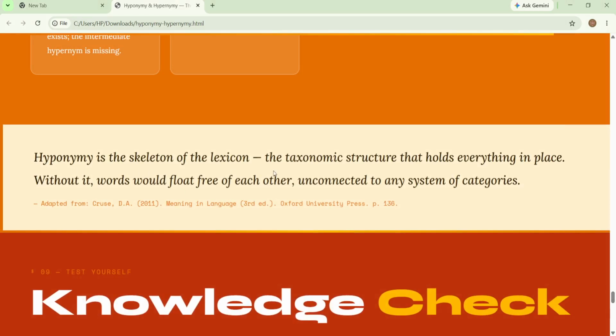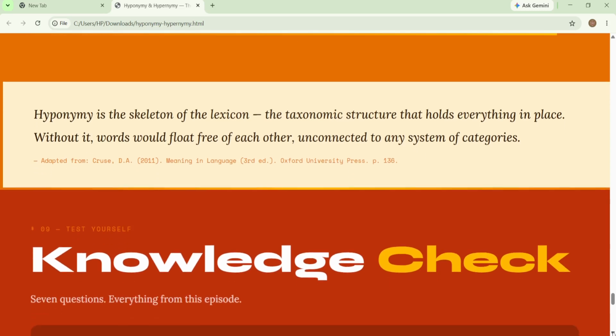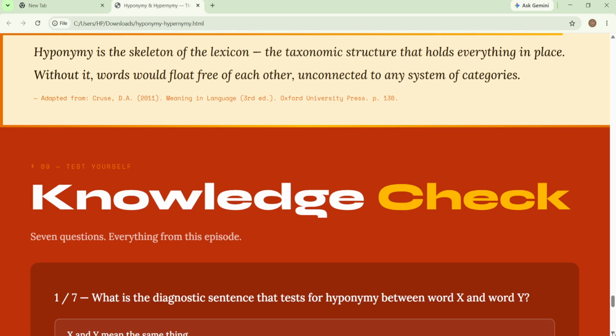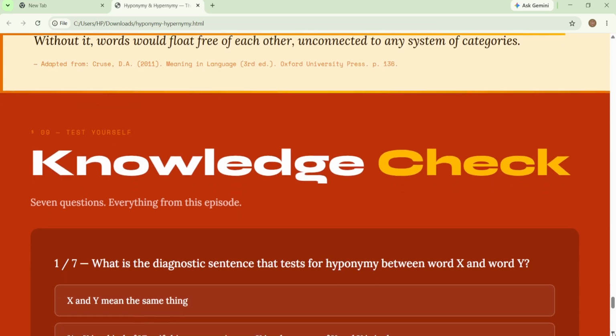Hyponymy is the skeleton of the lexicon, the taxonomic structure that holds everything in place. Without it, words would float free of each other, unconnected to any system of categories. Hyponyms connect everything, showing everything in a proper structure, and do not let everything roam freely, which would disrupt the total pattern on which our thesis stands, that language follows a pattern.